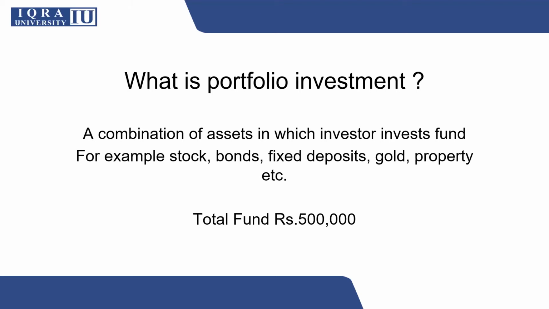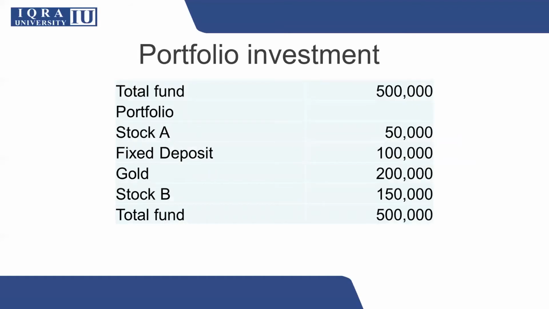Just giving an example, suppose you have a total fund of 500,000 and you decided to invest this fund in various assets. How can you, being an investor, structure a portfolio? Suppose this was the total fund that we discussed, that you have 500,000, and in your portfolio you decided that you will invest in stock A 50,000. You also plan that you will keep in your bank account, let's assume, a fixed deposit of 100,000 in the bank. Technically, we call it TDR or fixed deposit.